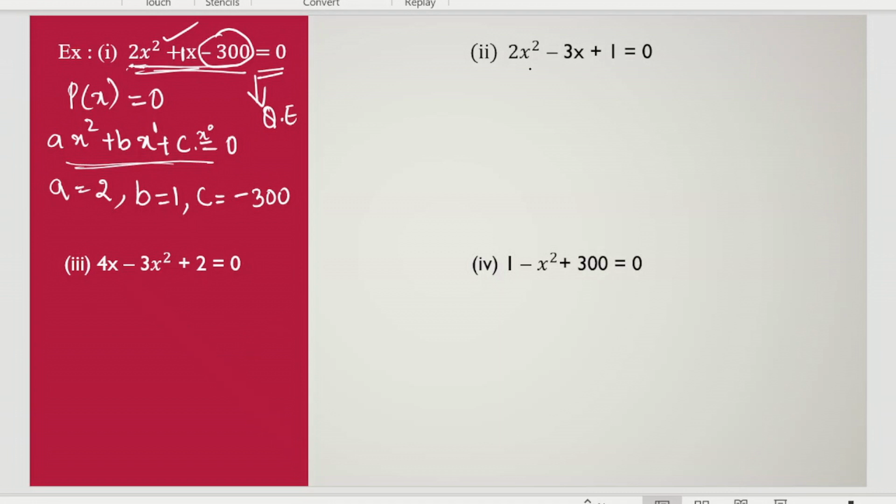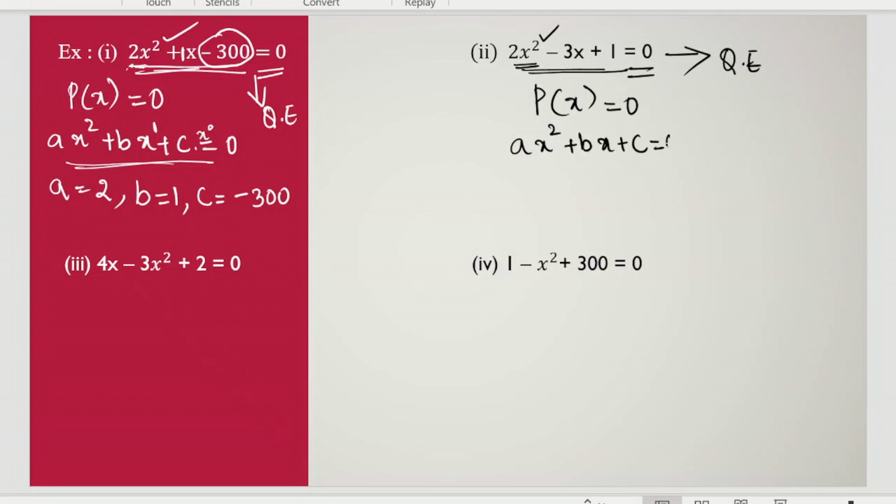Okay, clear? In the next equation, the first term is 2x square, the highest power of the term is 2, and it is equal to 0. So this equation is said to be a quadratic equation because it is in the form p of x is equal to 0. The general form is ax square plus bx plus c is equal to 0. When you compare it with the general form, you will get a is equal to 2, b is equal to minus 3, and c is 1.